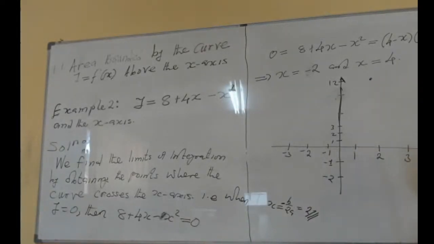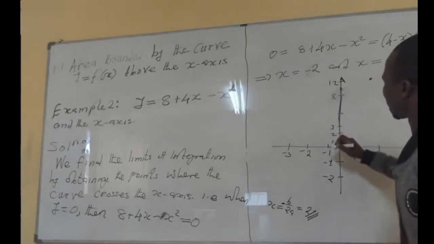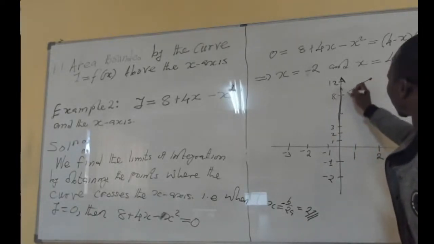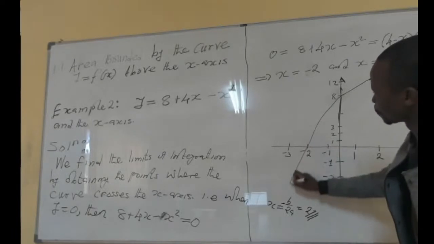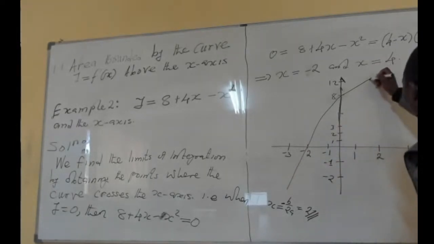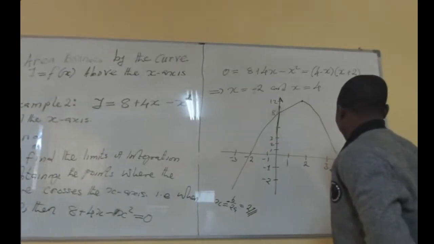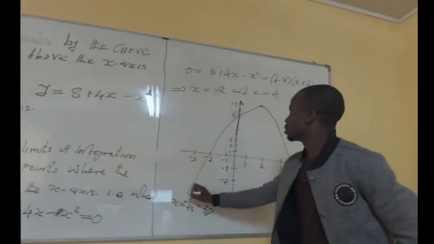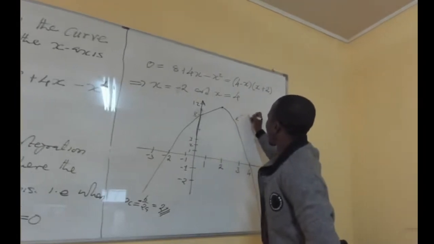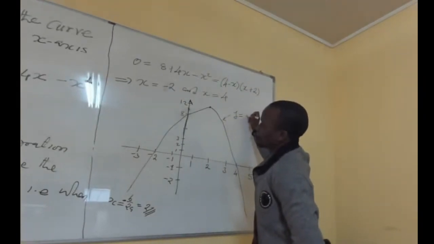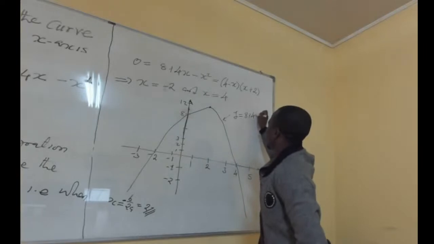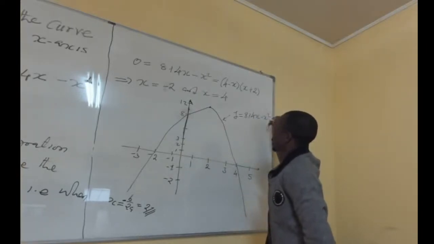We need to cross the y-axis at 8, so we'll have a graph that comes like that. This is just a skeleton graph. It's not really exact because I'm just giving you a skeleton of the graph. So this is how our graph will look, which is y equal to 8 plus 4x minus x squared.